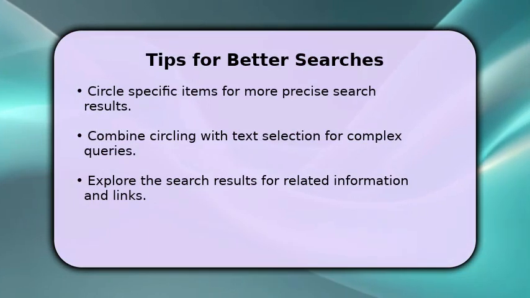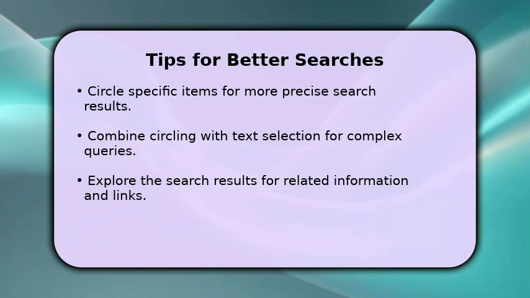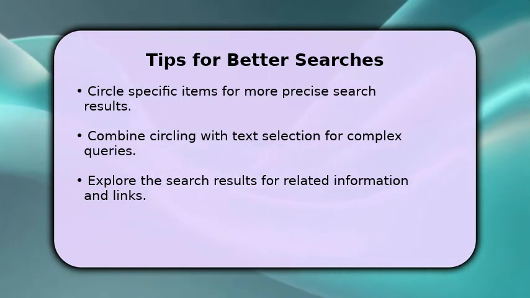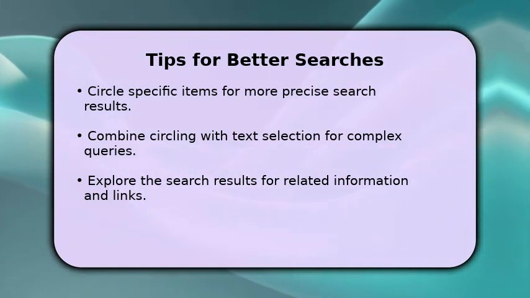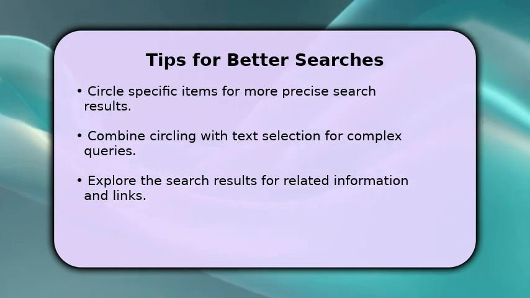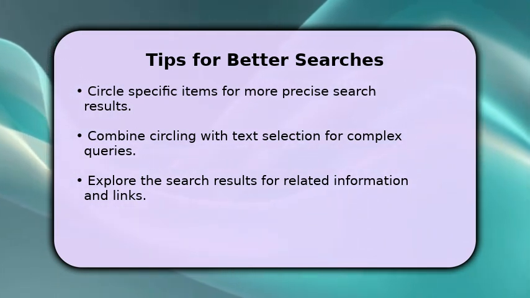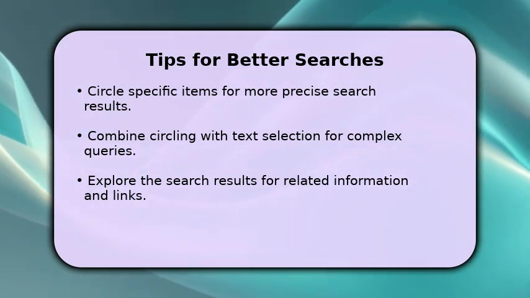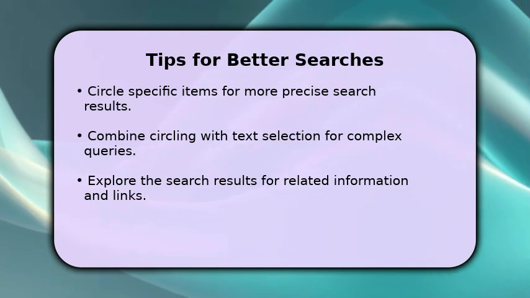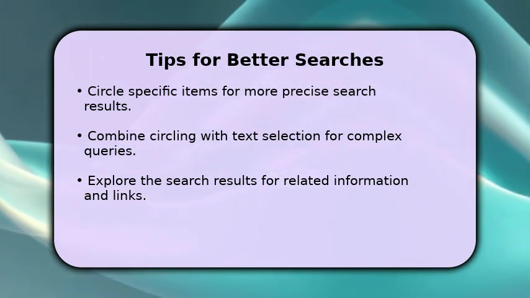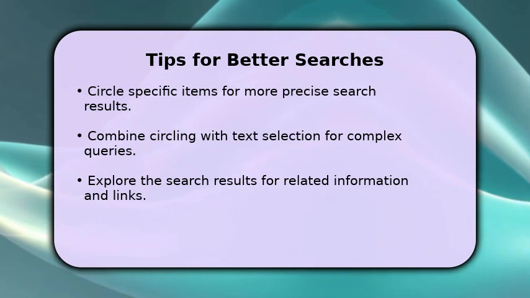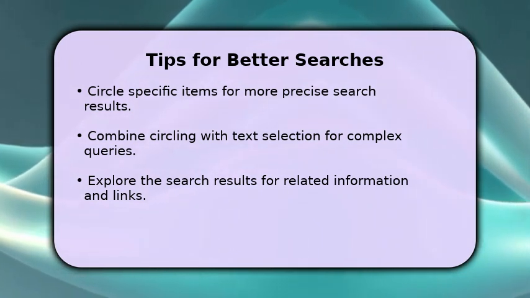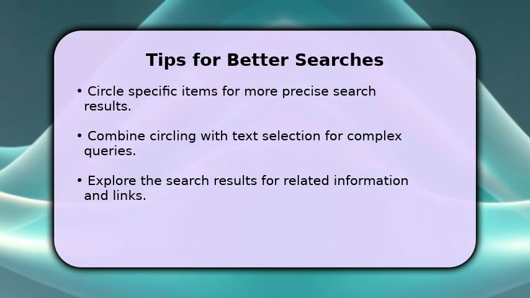For the best results, try to circle specific items rather than broad areas. If you're looking for information about text, you can also highlight it before circling. Remember, the goal is to provide the system with clear input. The search results often include images, product links, and related articles, offering a comprehensive overview. This feature truly streamlines your mobile research.